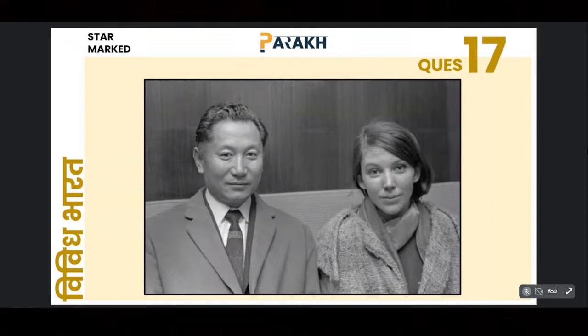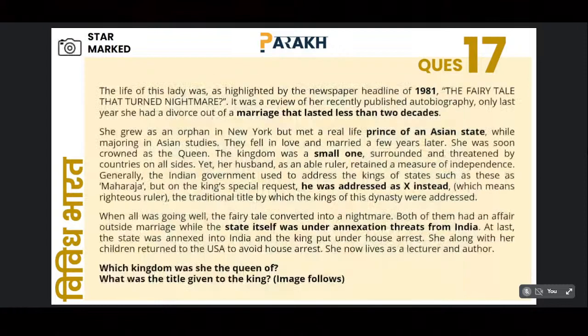For this question, you have to answer the kingdom as one part, which is 17A, and for the second part, you can answer either the title of the king or the name of the lady. We will consider both. There has been some error in the G form, and we are sorry for that, but we will consider both. For part A, 17A, which kingdom was she the queen of? And for 17B, what was the title given to the king or the name of the queen?